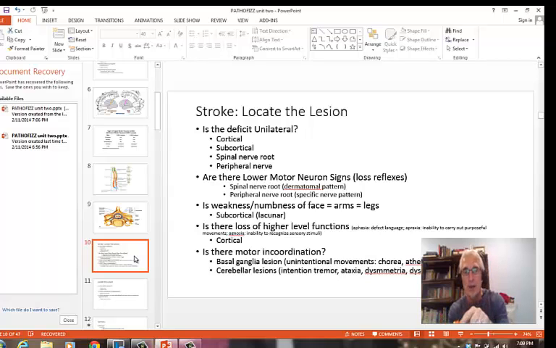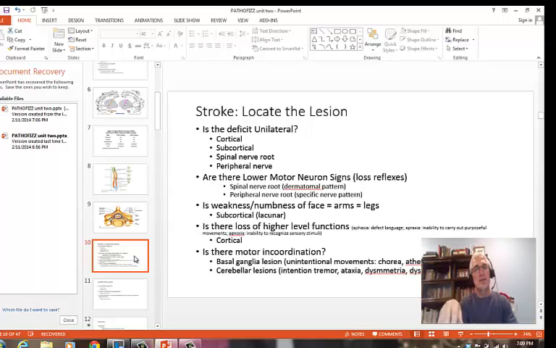It can't be the brainstem or the cerebellum. That would be very unusual. Okay? So we're limiting ourselves here at this point to the cortex or the subcortical area or the spinal nerve or peripheral nerve. Now, the next question is, is it a lower motor neuron abnormality?